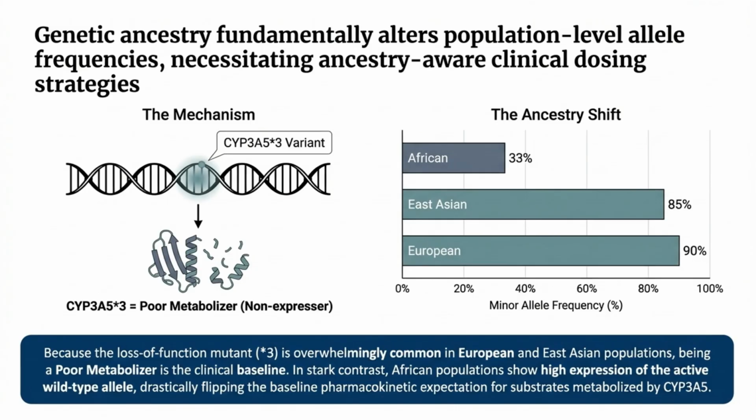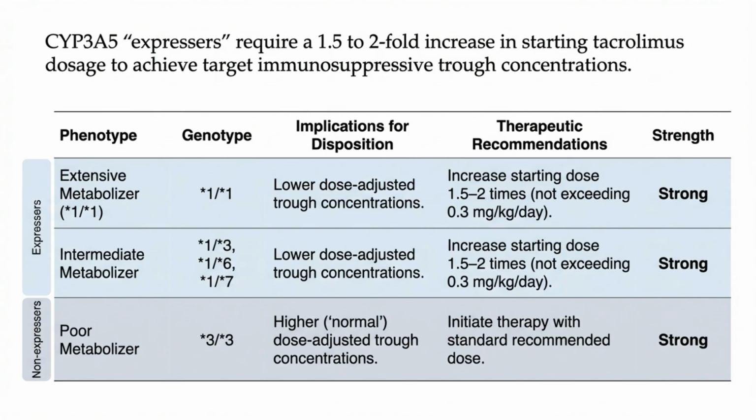The CYP3A5*3 variant is overwhelmingly common in European and East Asian populations, making Poor Metabolizer the clinical baseline there. CYP3A5*1 expressors require a 1.5 to 2-fold increase in starting tacrolimus dosage to achieve target immunosuppressive trough concentrations. The table shows specific recommendations based on phenotype and genotype.